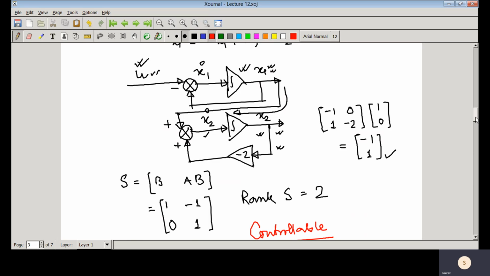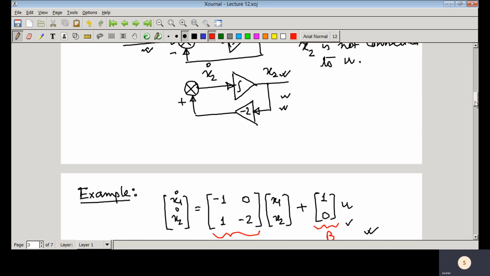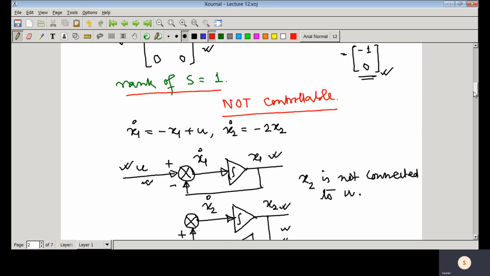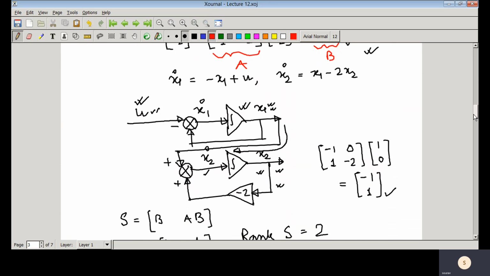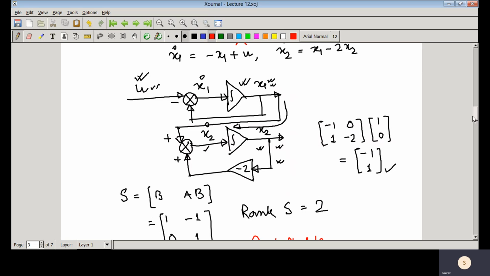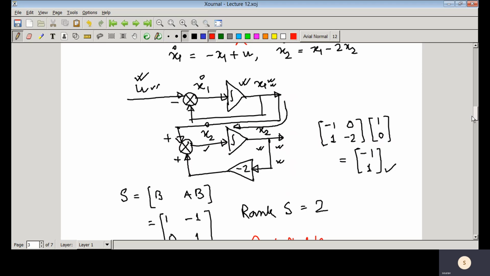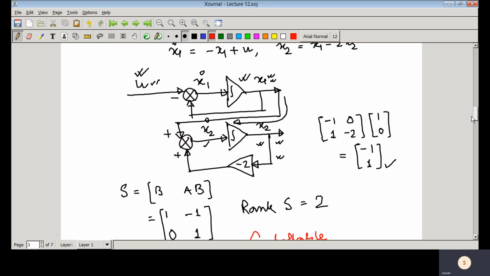So here we have just discussed two examples. One example is not controllable, and that we have understood from the state diagram as well. And here this is another example which is controllable, and we can see that two states are connected to the control input, so that we can drive those states from any initial conditions to any arbitrary point in the state space within a finite time.